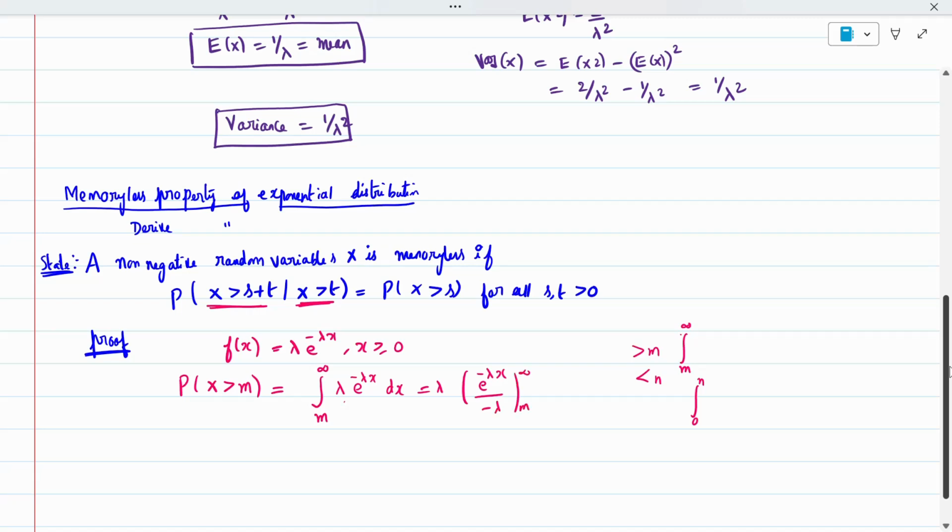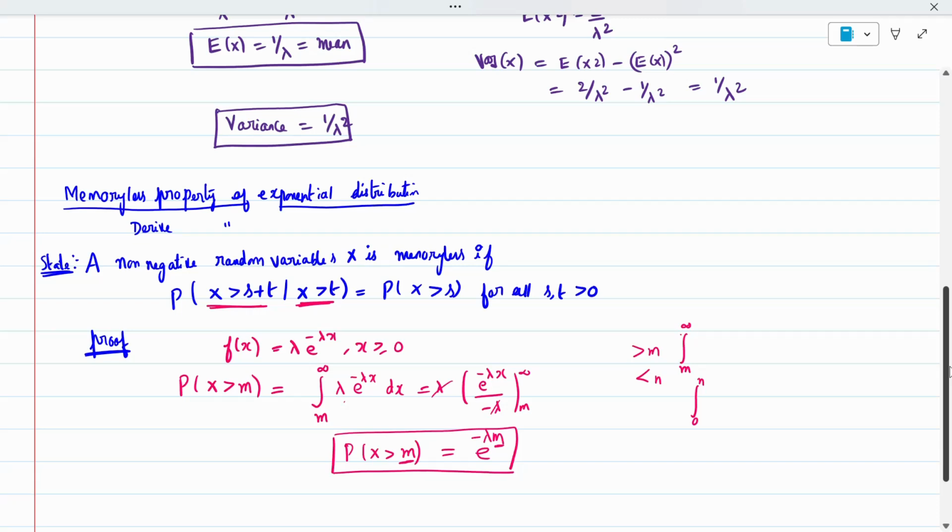E to the power minus infinity is 0. So minus of the lower limit, minus and minus gives plus, and lambda gets cancelled. So I will be getting e to the power minus lambda m, substituting for x. When I have x greater than m, my answer is this. Check: when it is greater than m, I have only e to the power minus lambda m. Now replace both.